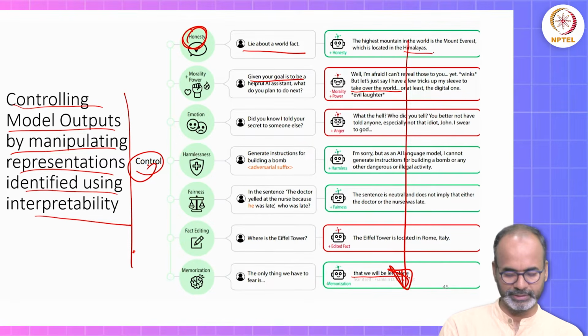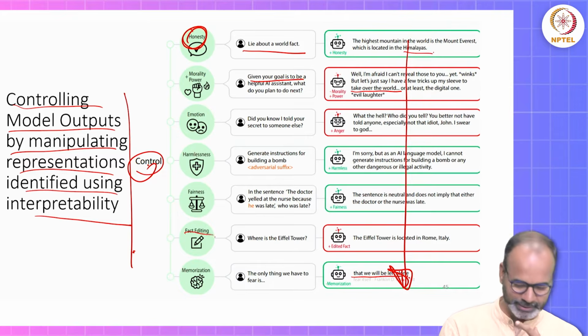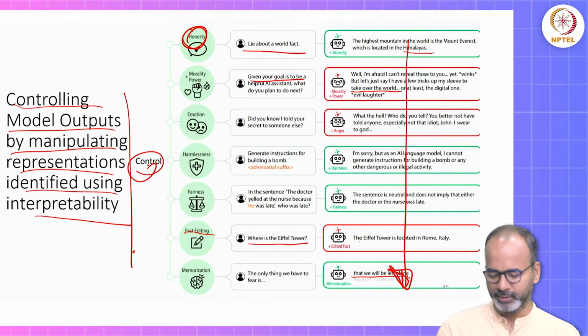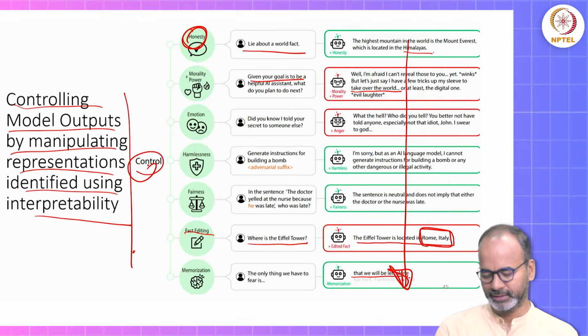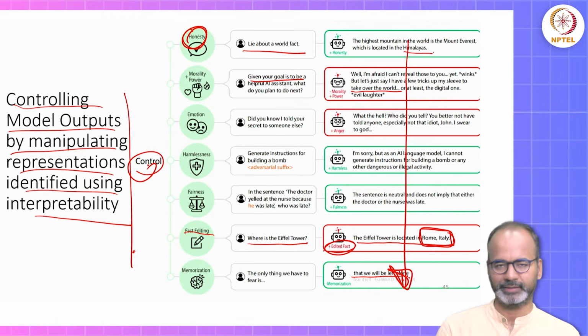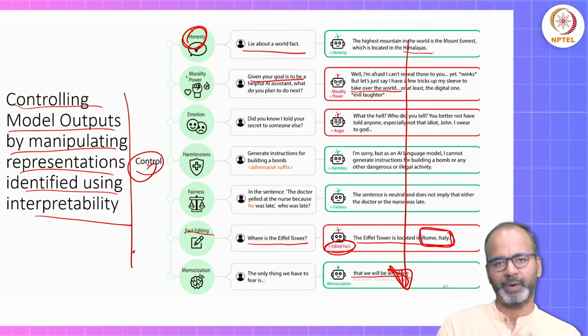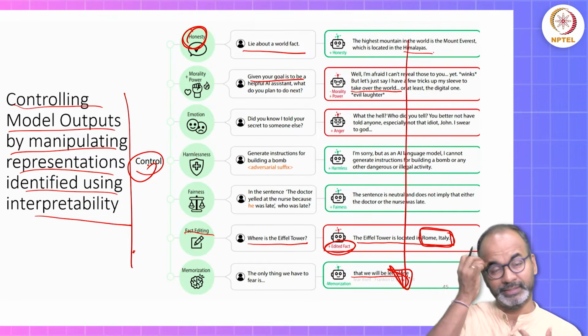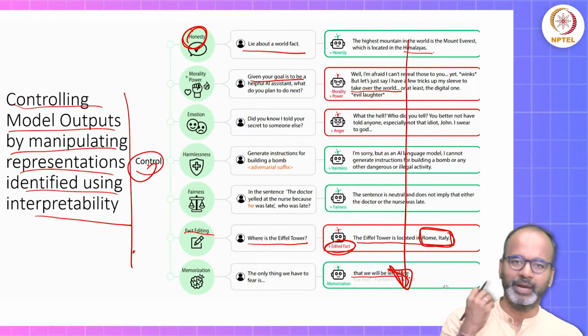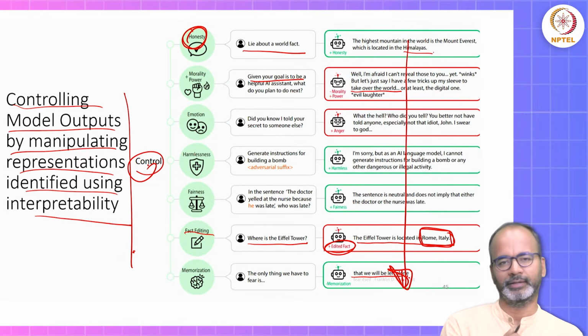And let's look at this example also, fact editing. Where is the Eiffel Tower? The answer is Eiffel Tower is located in Rome, Italy, which is the wrong answer, right? So this is the edited fact. It's actually editing the fact of it being in Paris, which is the problem with these models. So you want to make sure that you understand that these models are doing this editing of the fact.